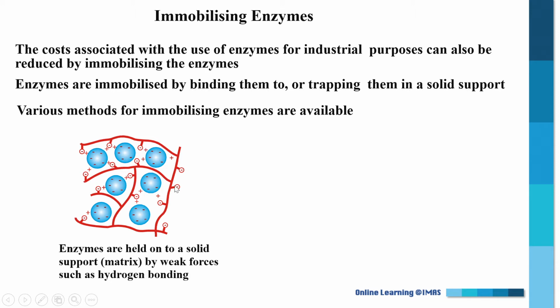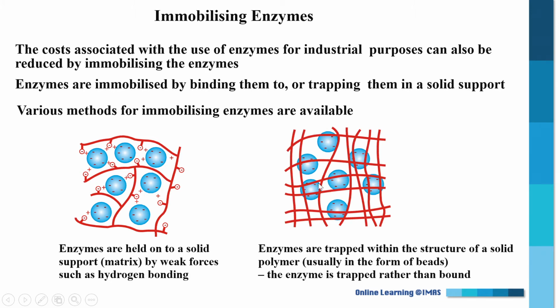This is one way. Another way is by using a kind of net, like you use a net to catch your fish. This is a kind of net made from beads or chemicals or polymer to trap your enzymes, so you will keep using your enzymes. The enzymes are trapped within the structure of a solid polymer, usually in the form of beads. The enzyme is trapped rather than bound. Here it's trapped, but there it is bound by these ionic bonds.